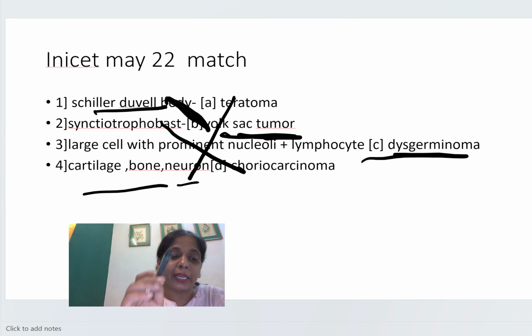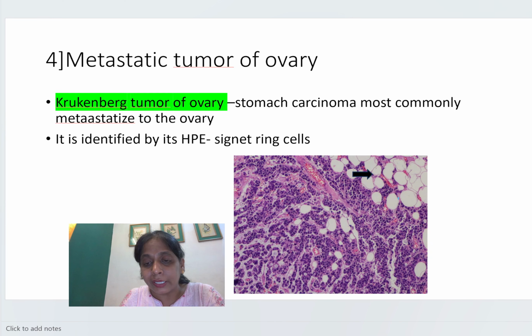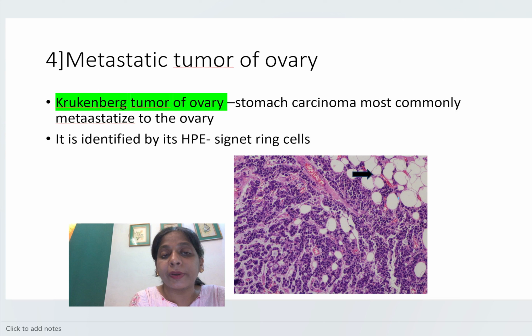Next is the metastatic tumor of the ovary. Now, what if the tumor from another organ has spread to the ovary? Then this is known as the metastatic tumor of the ovary. Most commonly, stomach cancer or carcinoma stomach spreads. So this is also asked, when carcinoma stomach spreads to the ovary, then it is known as Krukenberg tumor.